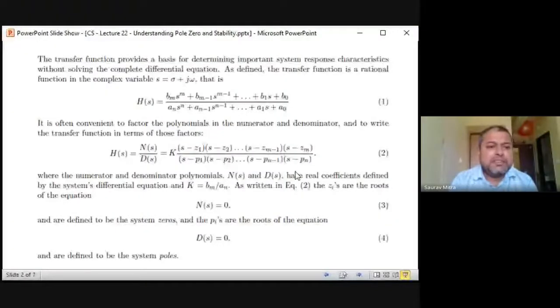So the definition given here: it is often convenient to factor the polynomial of the transfer function in terms of those factors. You can find out factors by using a function for factors, just find it out. The numerator and denominator polynomials N(s) and D(s) have real coefficients defined by the system's differential equation, k equal to b over a n. So we find it out. As written in the equation, whatever roots make the numerator equal to 0 are the zeros, and whatever make the denominator equal to 0 are the poles.